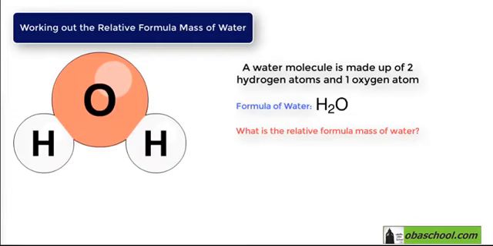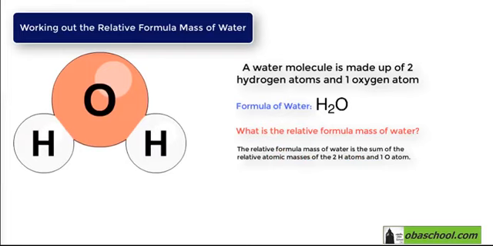The relative formula mass is the sum of the relative atomic masses as shown in a chemical formula. What does that mean? Water has a formula of H2O, and the relative formula mass is the sum of these atoms that make up the water molecule. So it's the sum of the relative atomic mass of the 2 hydrogen atoms and the relative atomic mass of the oxygen atom.